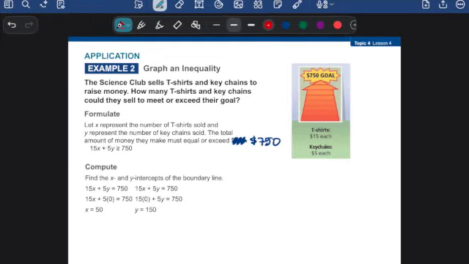Application problem. The Science Club sells t-shirts and keychains to raise money. How many t-shirts and keychains could they sell to meet or exceed their goals? So this is key information.